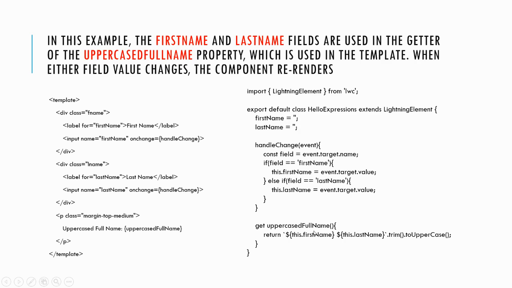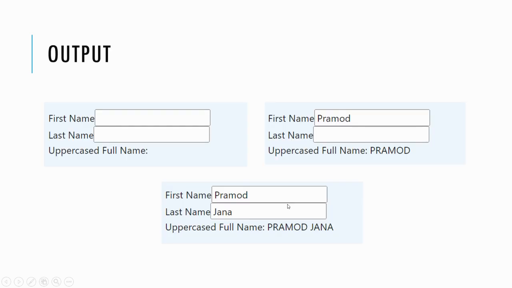But here we can see the getter uppercaseFullName. Since this is a getter function, it has to be used in our HTML template so that the processing can happen whenever the value changes. So now let's suppose whenever the user changes any value, it will call this getter function, because this particular method name, uppercaseFullName, is used in our template, and it will automatically re-render the component based on the changes. So this is the code snippet.